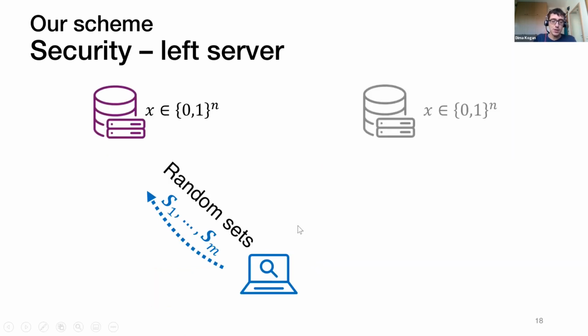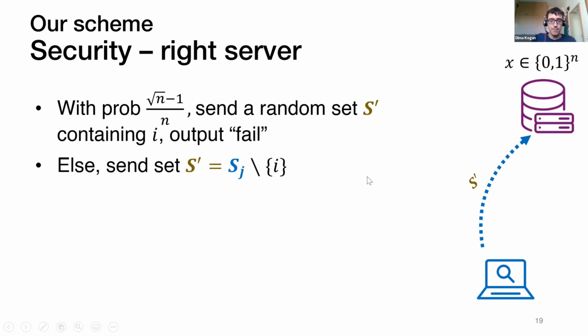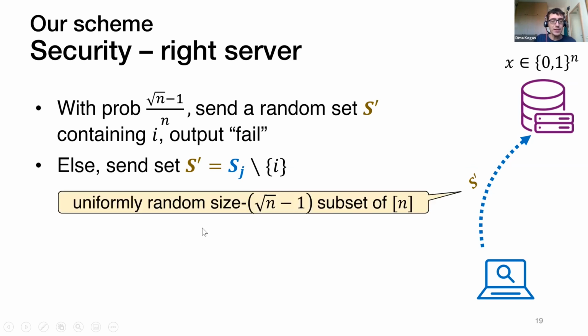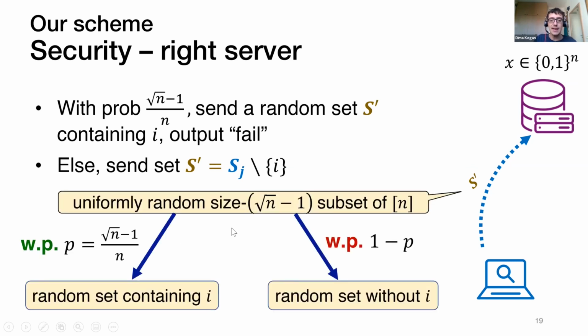In terms of security, the security against the first offline server is just immediate, because whatever the server sees is just a collection of random sets that doesn't have anything to do with the index I that the client is trying to hide. And then in the online phase, this tweaking comes into play, because let's look now at the set S prime that the server sees. The way that we construct this set basically makes it look like a uniformly random set of size square root n minus 1. The reason it's of size square root n minus 1 is because remember, we started with sets of size square root of n, and then we always remove elements.